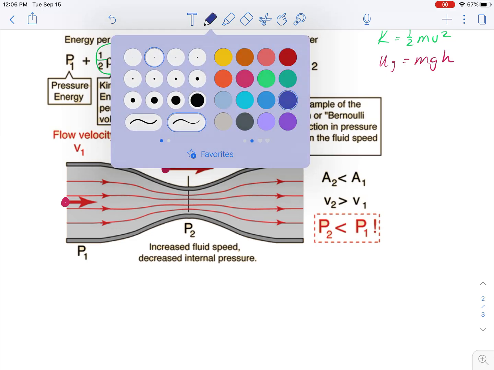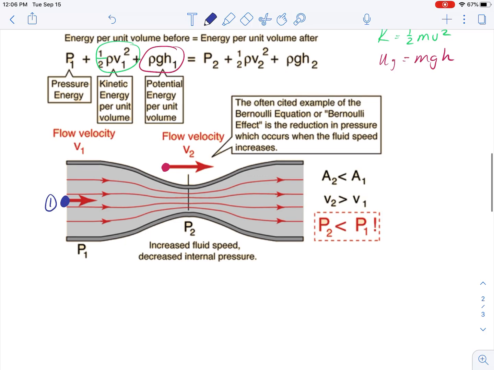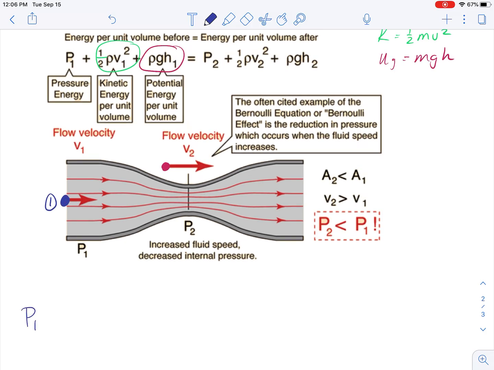So, actually, let me change colors yet again. If I pick a spot here, and I call this point number 1, this purple point, then the external pressure at that point, which in my example could be atmospheric pressure, and it also could be an applied pressure, any applied pressure, like me pushing a plunger. So that pressure plus 1/2 rho v squared, where v is the velocity at that point, plus rho gh.